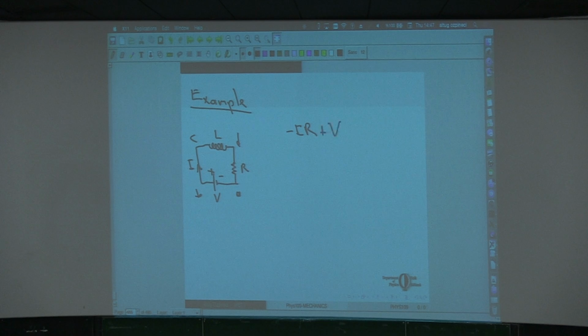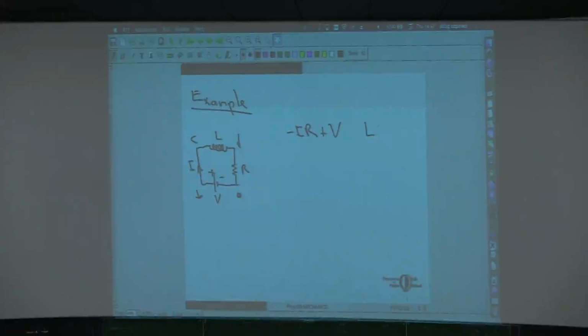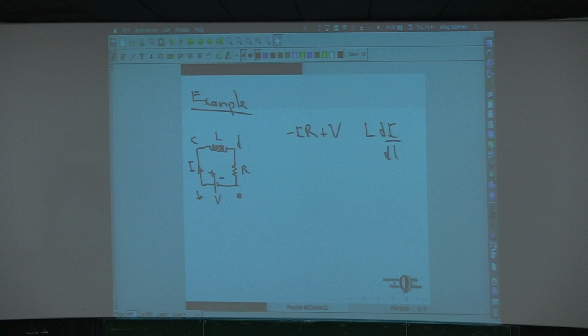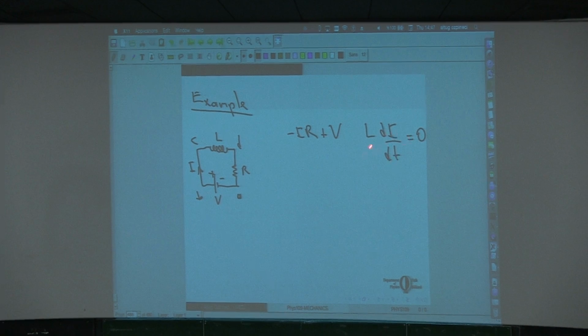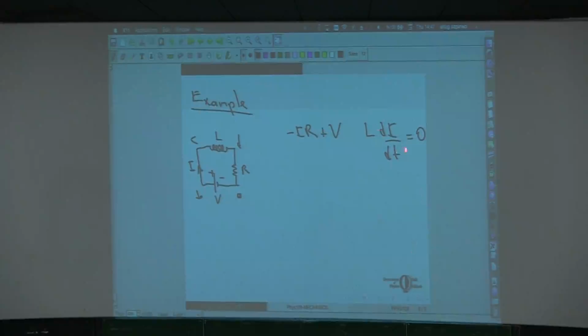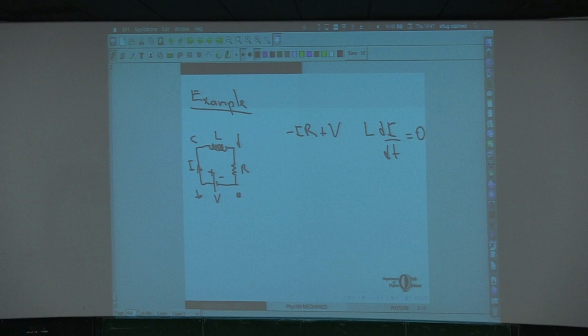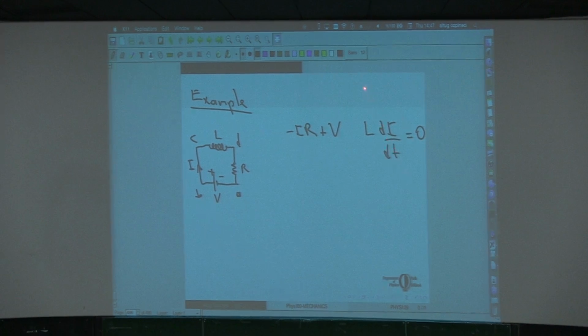Now the tricky part is this one. It is always L di by dt. This should be equal to 0. Now the question is, is it positive or negative? To determine whether it is positive or negative, you can just assume some given sign for di by dt. Let's say di by dt is positive. So I is increasing in time.